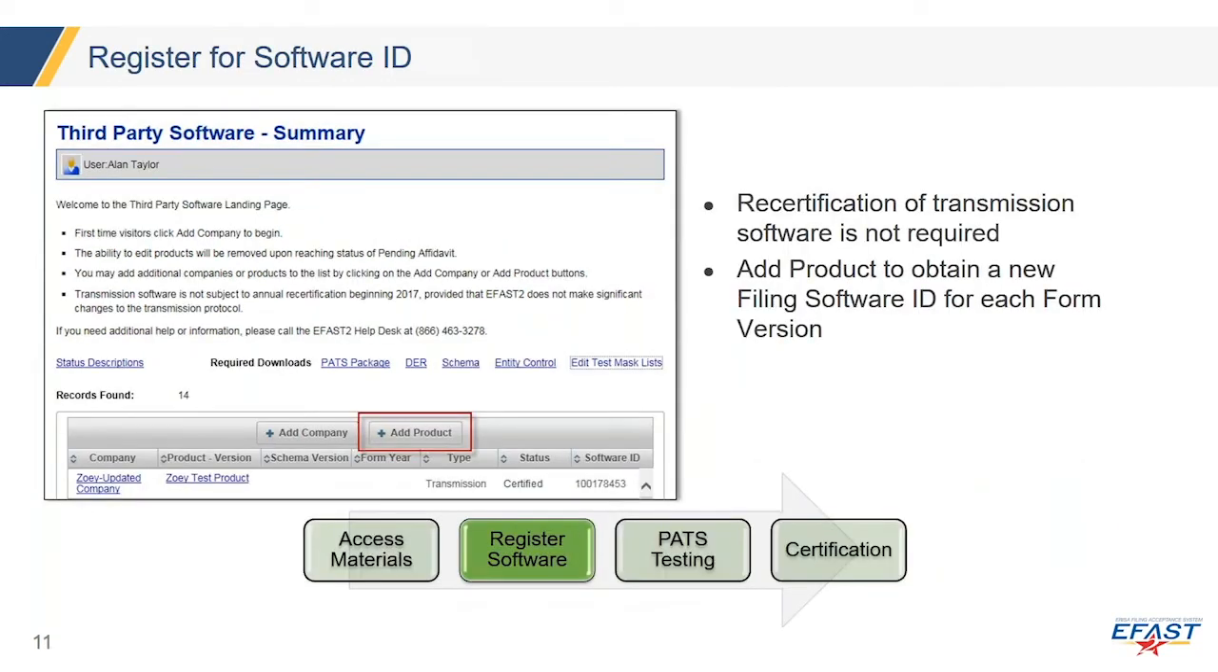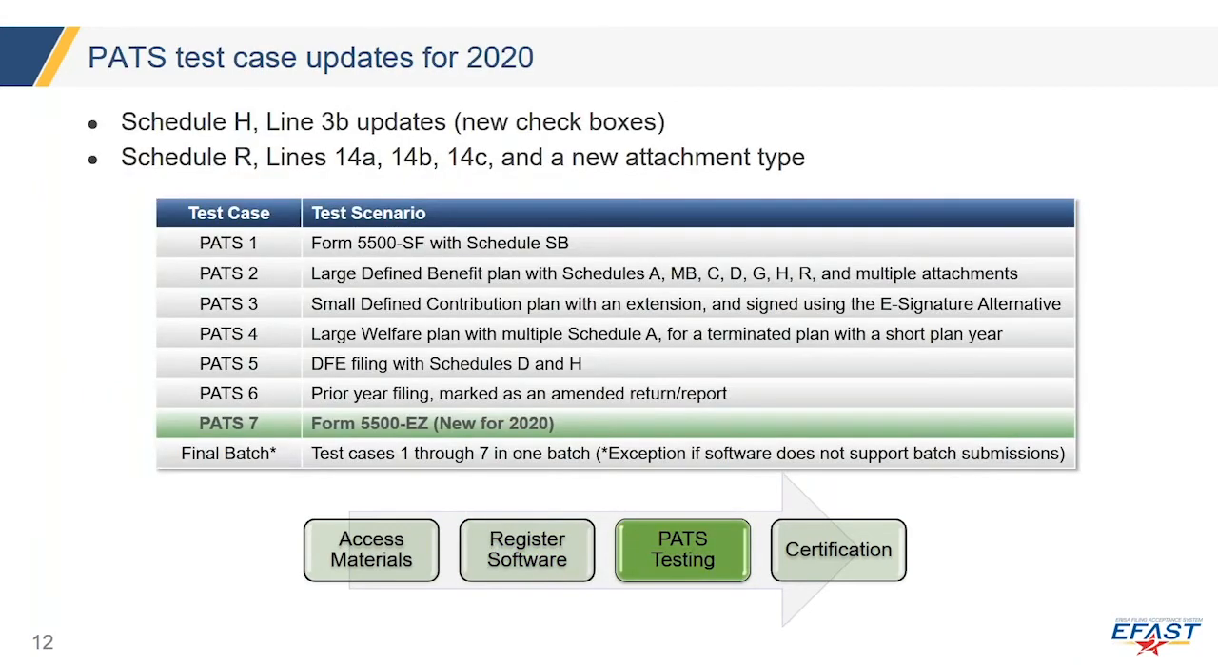Okay, so next we have a slide that shows registration where you can add a company if you're a new company, or if you're an existing company, you would just add product there. For adding product, you would need to have one active transmission software ID that has already become certified, but additional certification of the transmission ID is not required. Filing preparation software, however, is required to be certified for each form version as the forms change. So here is where you would add the product to obtain a software ID.